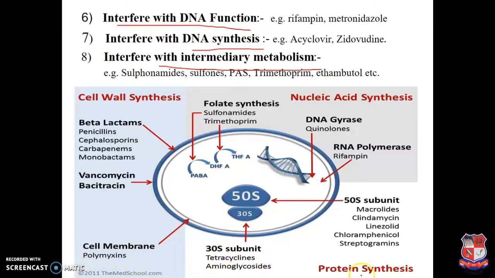Another thing is protein synthesis, which is inhibited at a particular site called the ribosome. Ribosomes are mainly of two types, the 50S ribosome and the 30S ribosome. Some drugs bind the 50S ribosome and inhibit the synthesis of protein. Examples are macrolide derivatives, clindamycin, linezolid, chloramphenicol, and streptogramins. And other drugs bind with the 30S ribosome and inhibit protein synthesis.